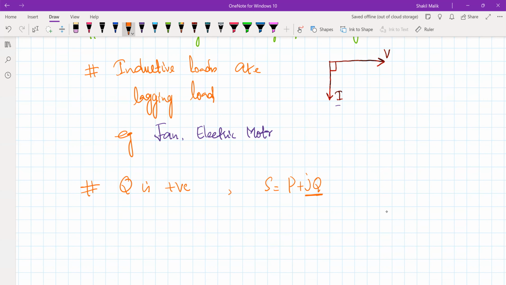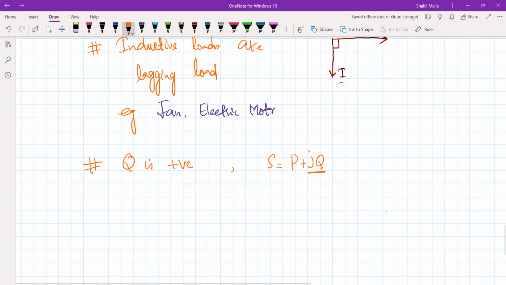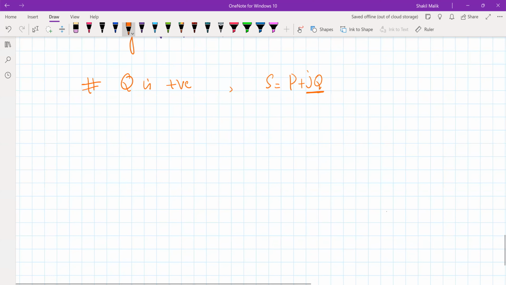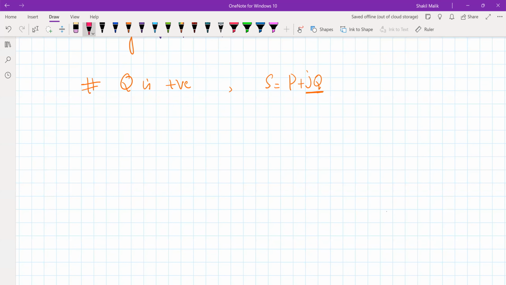You can directly infer from that: since Q is positive, the imaginary part of S is positive, so you can say the circuit is inductive in nature, meaning it has inductance. In other words, the inductor is dominant. If it has capacitance as well as inductance, you can say the inductor is dominant there. All right, so this is about inductive loads. Now let's talk about the last element, that is the capacitor.